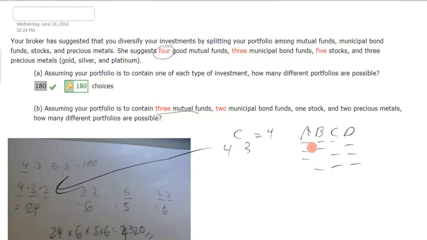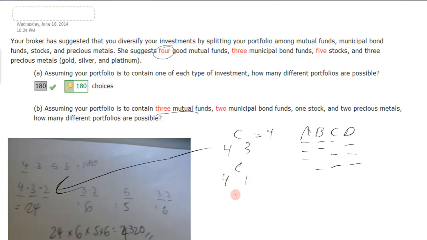Or the other way of looking at this is saying this number is the same as doing 4 combinations 1. And the reason why is, if you think about it this way, out of the 4 mutual funds, we're taking 3. So, in other words, we're choosing 1 to exclude. Don't take D, don't take C, don't take B, or don't take A.